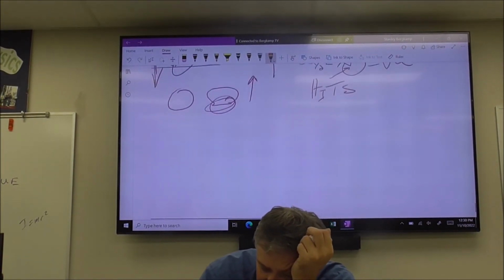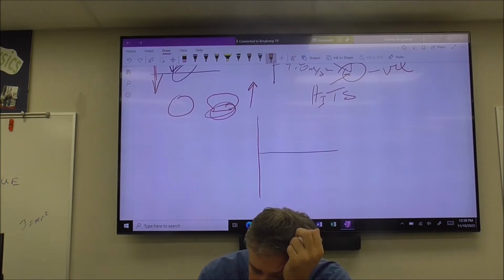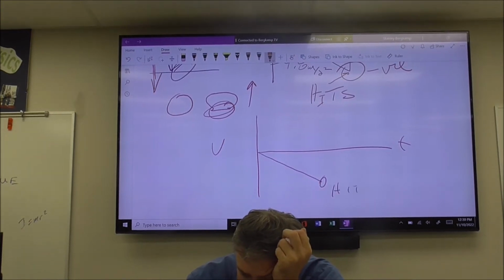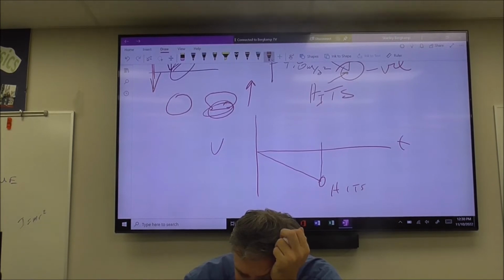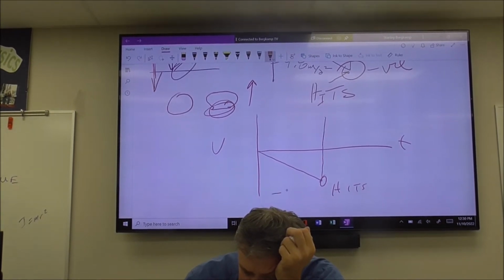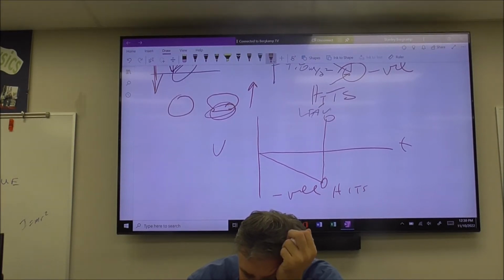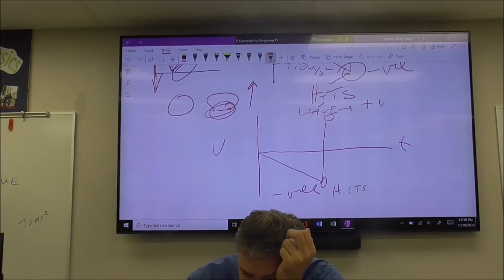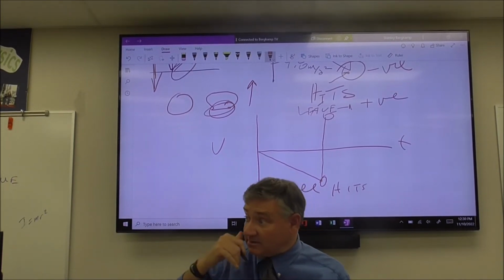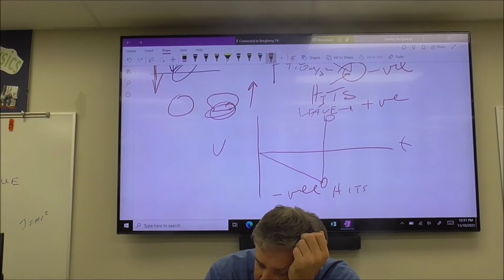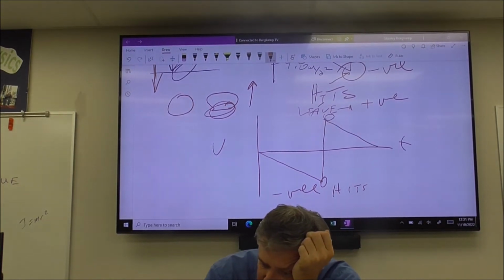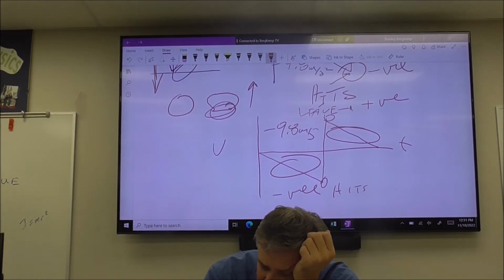So let me redraw this a little bit cleaner, okay? So here's your velocity time graph. Doink. This is when it hits. So it's going to hit with some negative velocity. This is when it's going to leave. And that's going to be some positive velocity that's less than that negative velocity. And then it's going to go like this. So this segment and this segment both have a slope of negative 9.8 meters per second squared.